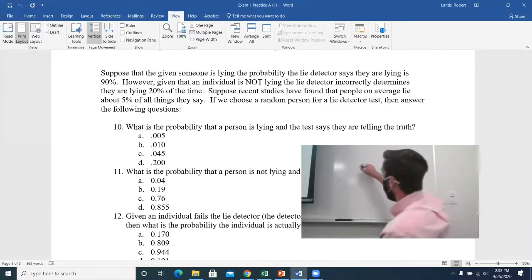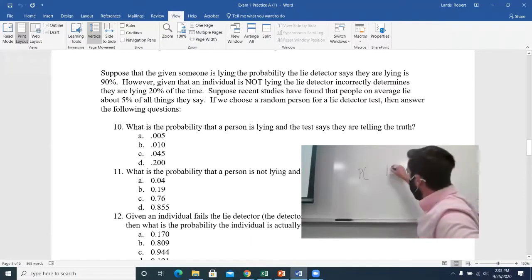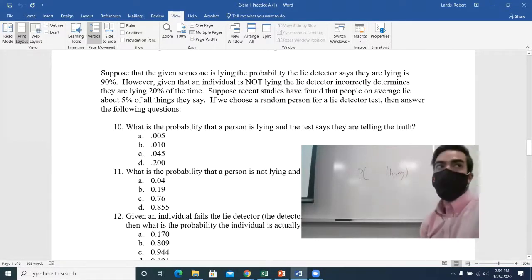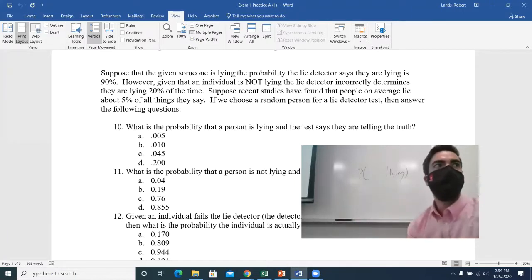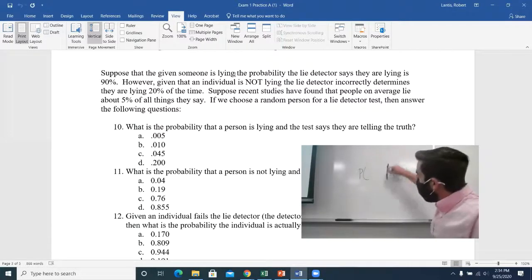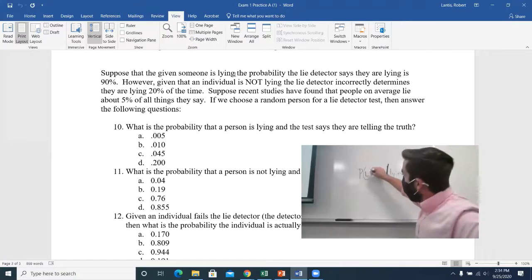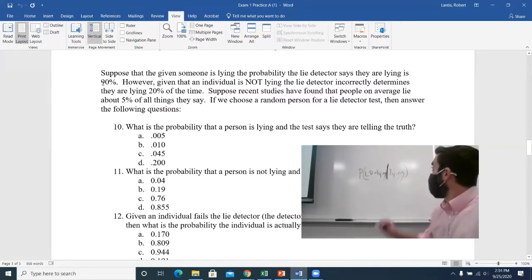So the very first thing we're told is the probability that, given someone is lying. The given is what comes on the right-hand side of that vertical line when we're writing out probabilities. So given that someone's lying, the probability the lie detector test says they're lying, so LD, I'm just going to use a shorthand for the lie detector result, is 90%, so a probability of 0.9.